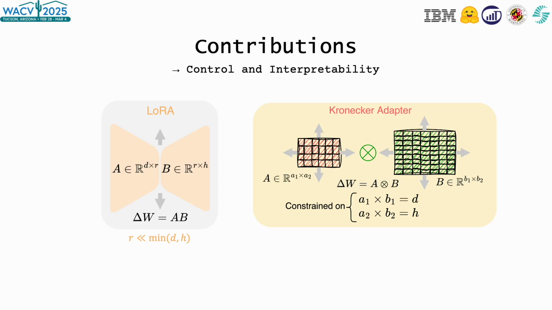The Kronecker adapter computes the Kronecker product, where A and B remain separate matrices with distinct roles. It provides granular control, that is, you can optimize A and B independently, adjusting each to target specific aspects of the model. The dimensions of A and B are bound by a1 times b1 equals d and a2 times b2 equals h. This increase in variables introduces finer control over the dimensions of the matrices. In other words, LoRA has only a single parameter r controlling the tuning, whereas the Kronecker adapter has two.